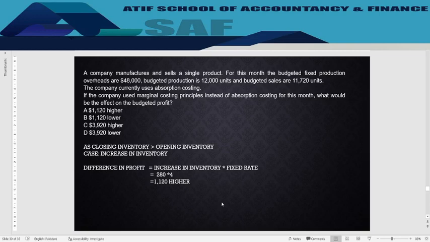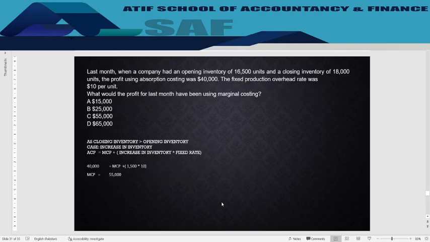As it is a case of increase in inventory, profit under absorption costing would be higher than the marginal costing profit. Next MCQ, last month when a company had an opening inventory of 16,500 units and a closing inventory of 18,000 units, the profit using absorption costing was 40,000, fixed production rate is $10 per unit. What would the profit for last month have been using marginal costing? As it is a case of increase in inventory, profit can be calculated by putting the information in the formula of ACP is equal to MCP plus increase in inventory into fixed rate.